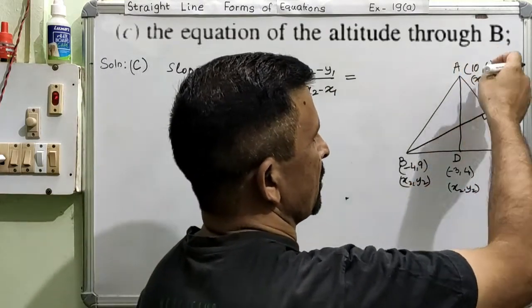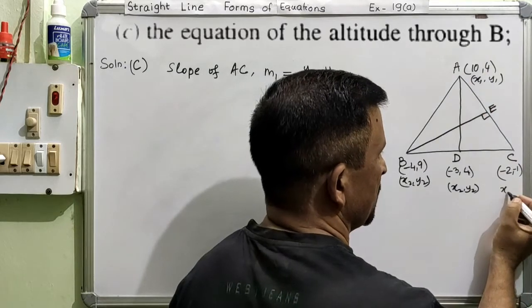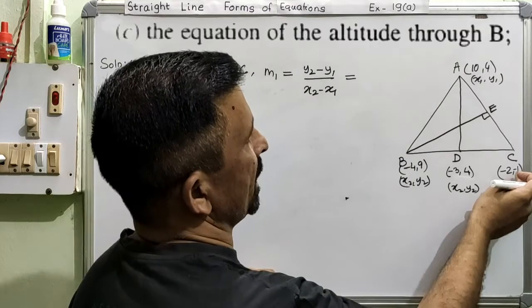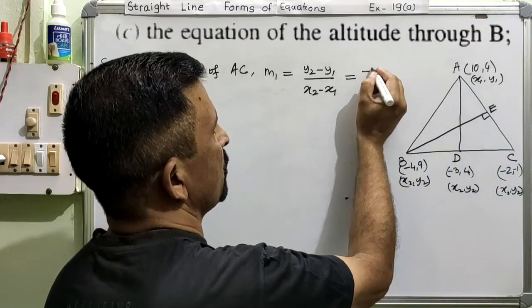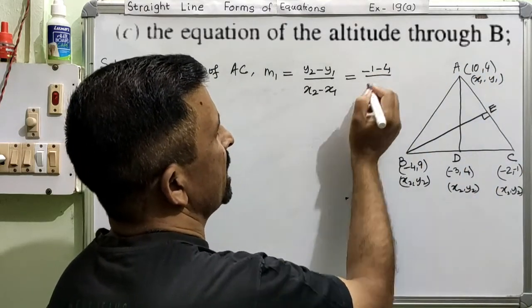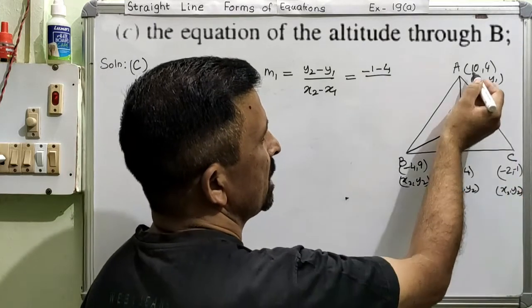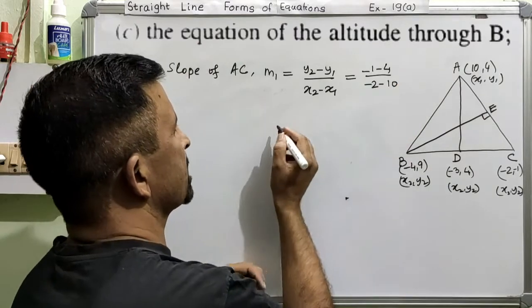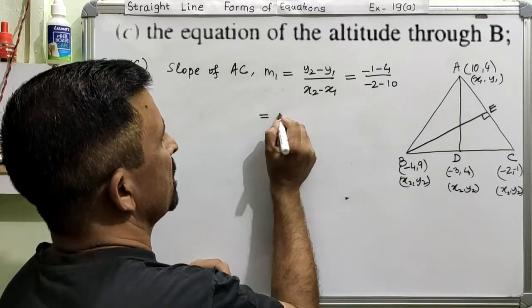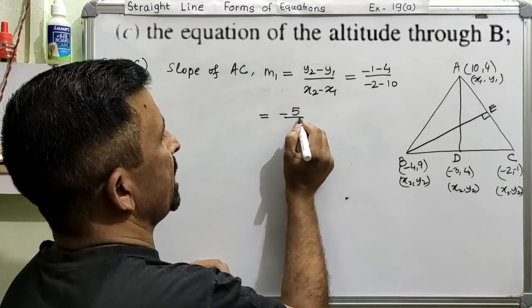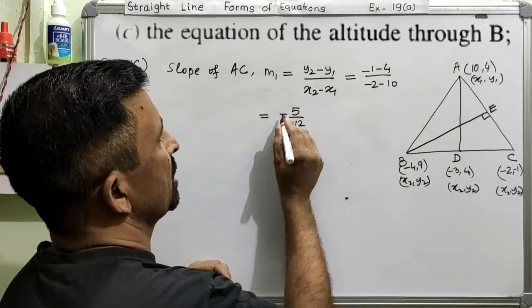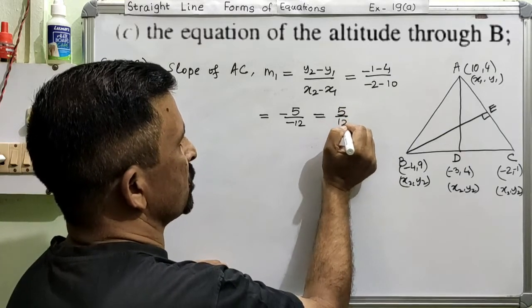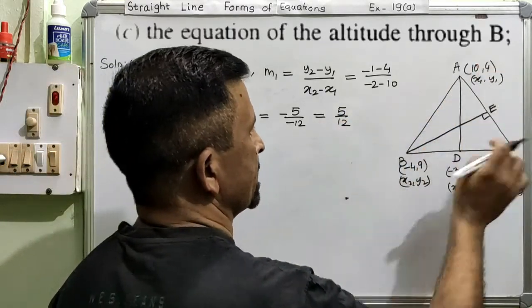This is x1, y1. I can take this as x2, y2. For this situation, this will be taken as x2, y2. So y2 minus y1: minus 1 minus 4, divided by x2 minus x1, that is minus 2 minus 10. Now simplify. This comes as equal to negative 5 and then negative 12. Clear? These both are negative, so they will be simplified, and finally this will be 5 over 12. So this becomes the slope of your AC.